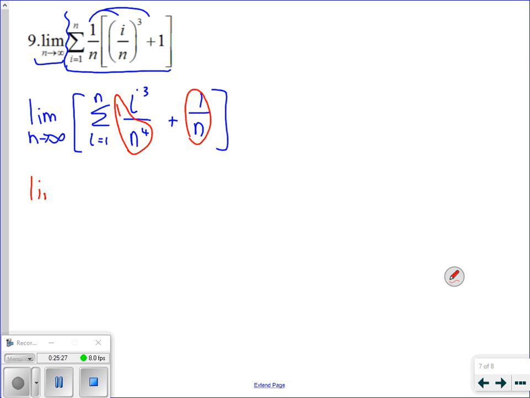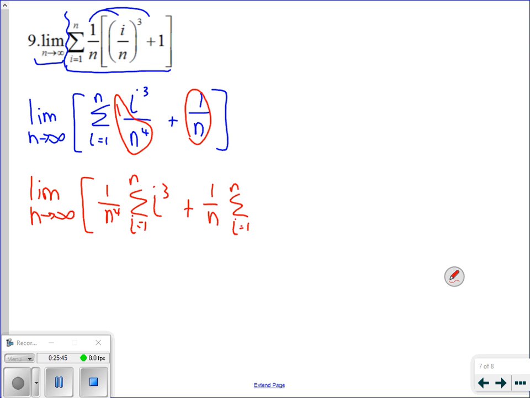So what that looks like is, I'm going to take the 1 over n to the fourth out, and I have the summation of i equals 1 to n of i cubed. And separating it, I'm going to take the 1 over n out, and I'm left with the summation i equals 1 to n of just 1. So I did two steps there. I separated the summation, and I took out the constant.